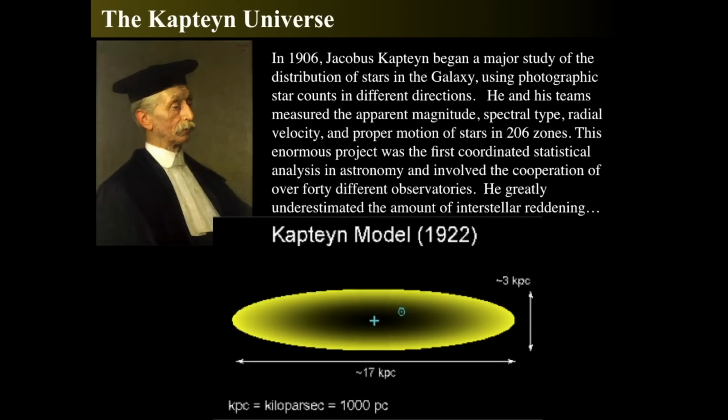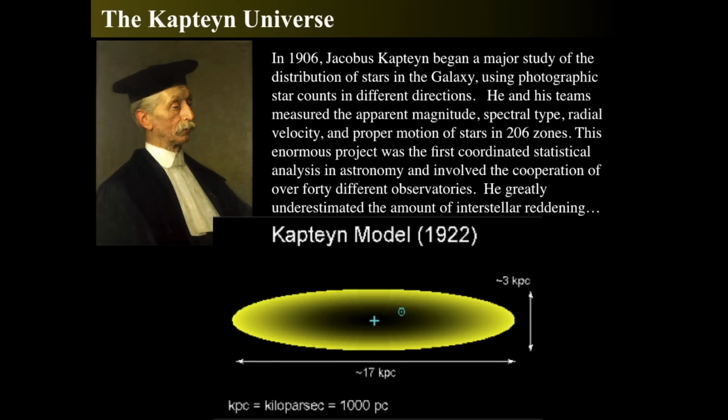Well, it was not really understood which way to go, until about 1906, when Jacobus Kapteyn said, let's actually do something with this. And so he started saying, let's do photographic star counts in many different directions. He took Herschel's idea, but said, let's photograph stars and measure the apparent magnitude, spectral type, radial velocity, and proper motion of many stars in a bunch of different zones, over 200 zones. And this huge project involved lots of different observatories, 40 different locations, and his process was enormous. It took almost 20 years to complete, approximately 16 years to actually do the whole thing.